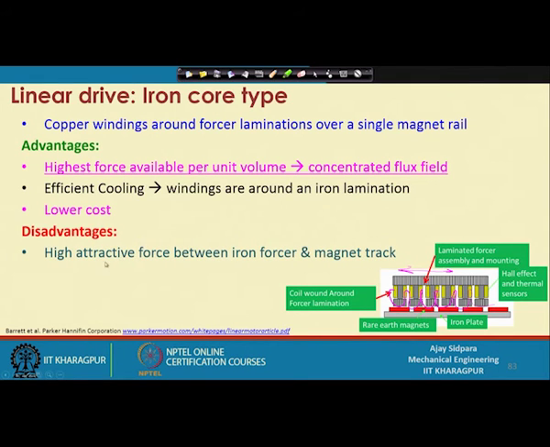One disadvantage is the high attractive force between the iron forcer and the magnet track. This is the magnet, these are the series of magnets attached here, and our forcer is made of iron. That is the big problem. If it is iron and very close to this particular magnet, there is a high attractive force between these two, because we know that wherever you put a magnet and there is some iron nearby, it will be attracted by the magnet. The same thing happens here. The magnetic track will attract the iron forcer, and because of that one problem happens.